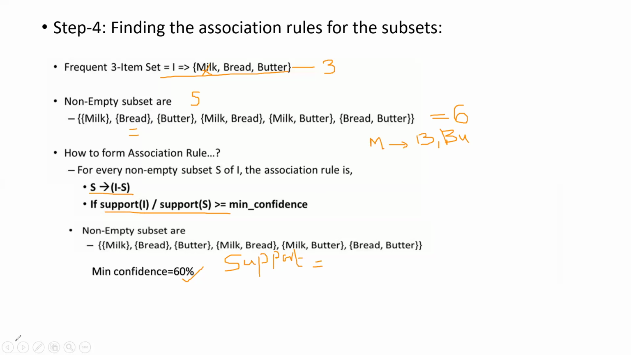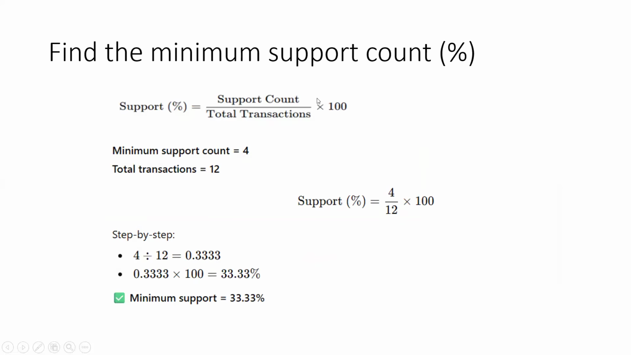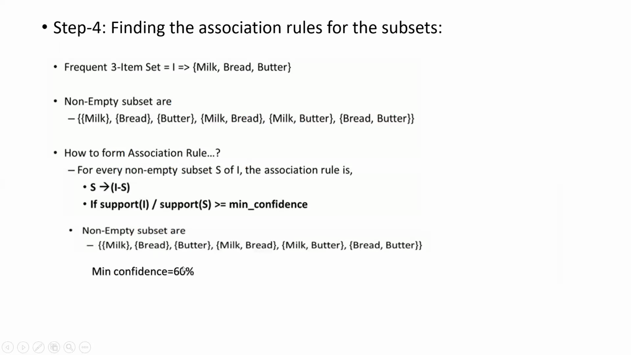Now here, I told you support is not given. So how to find out the support: this is the formula, support count divided by total transactions. In this question, we said support has to be 4. So 4 divided by 12, that means 0.33, in percentage 33. So minimum support has to be 33. That is not in the question, so we find it by support count divided by total transactions into 100. So we got 33. Here, the minimum confidence has to be 60 and minimum support has to be 33.33.